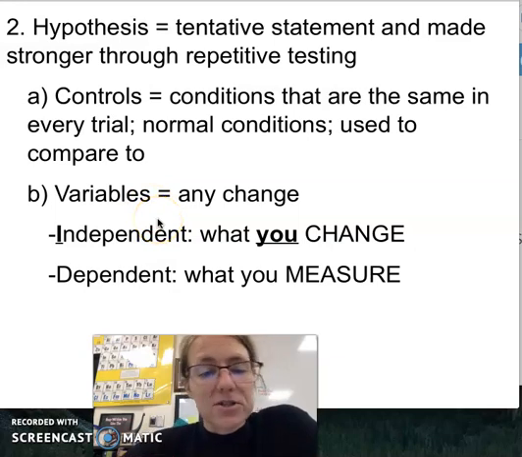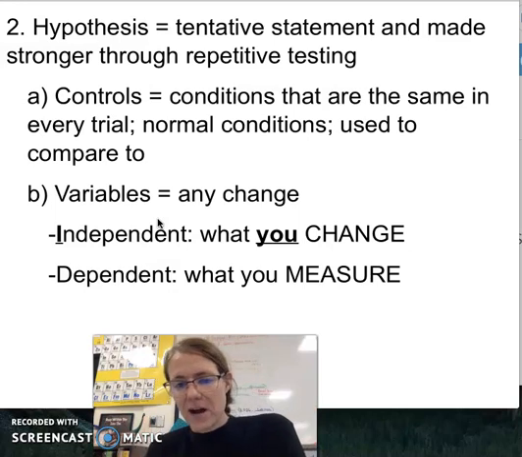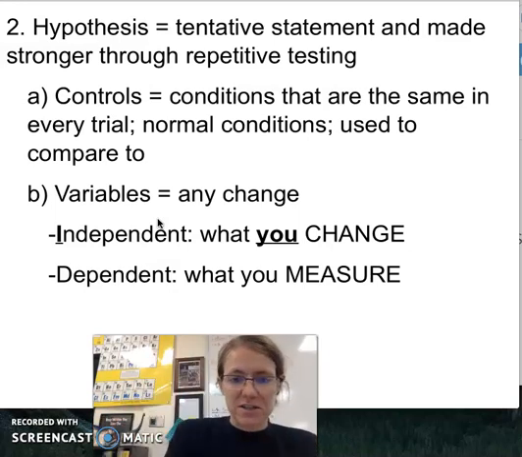Let's talk about the definitions of hypotheses. So a hypothesis is a tentative statement, and it's made stronger through repetitive testing. You can always go back and revise your hypothesis after you gather some more input. But when you test your hypothesis, you want to make sure that you have controls, conditions that are the same in every single trial. You want to have normal conditions so you can compare your experimental back to your normal conditions.